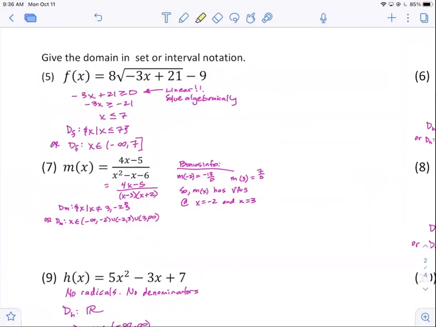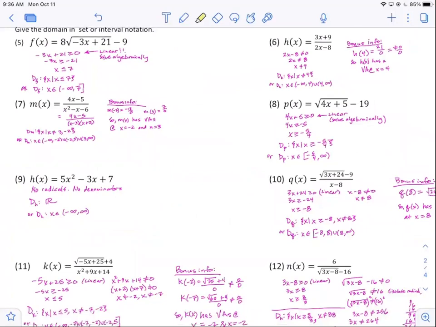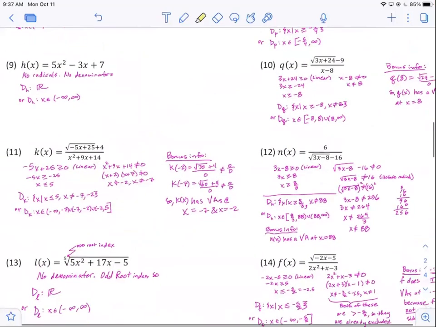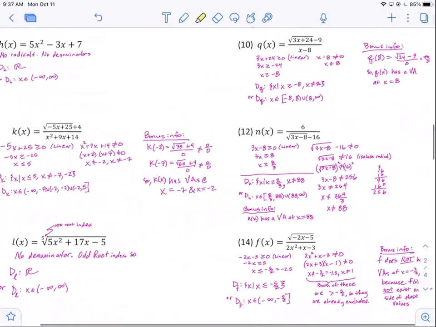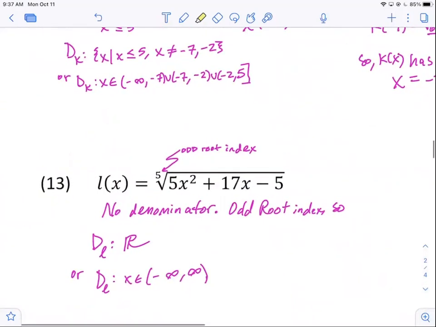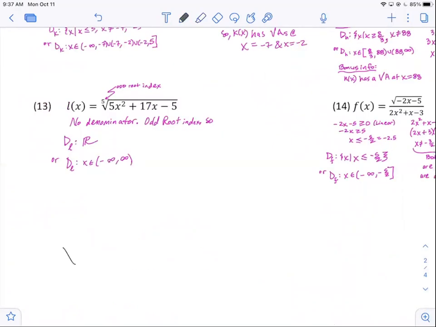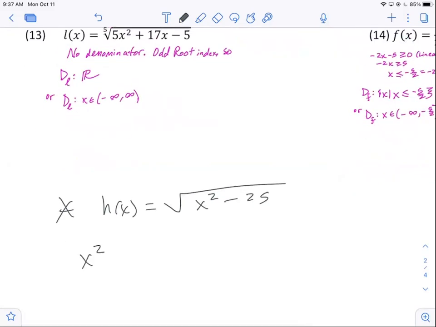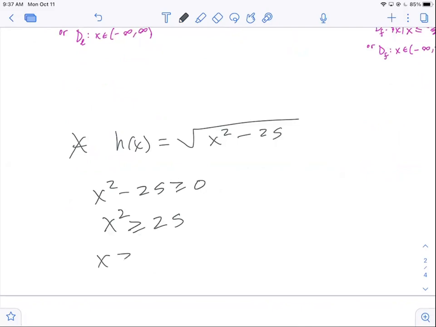All right, so real quickly, I just want to again go over that all of these were linear under a radical, except for 13, but that didn't matter because it was a fifth root. But just remember, if you see something like h of x equals the square root of x squared minus 25, and you're trying to find the domain, don't say x squared minus 25 is greater than or equal to 0, and then x squared is greater than or equal to 25, and therefore x is greater than or equal to -5 and x is greater than or equal to 5.